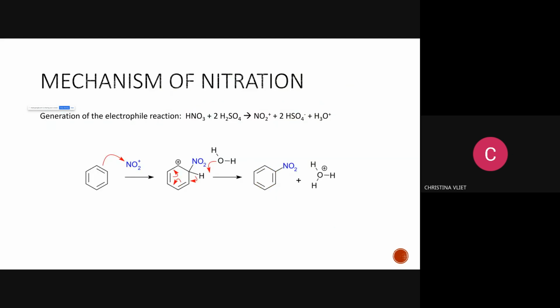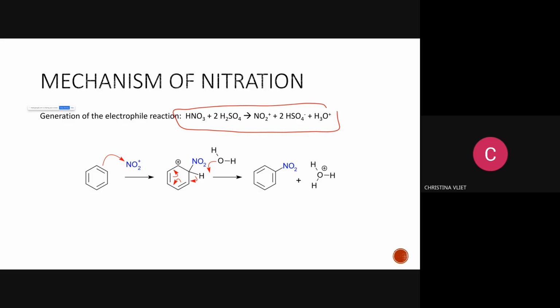Okay, so there's more. Nitration. The mechanism of nitration. For all the different substitutions we're doing today, first were the halogen substitutions, and now the NO2 substitution. The actual type of reaction, the mechanism, is exactly the same. However, here the generation of the electrophile is a little bit more complicated, and yes, you do need to remember it.